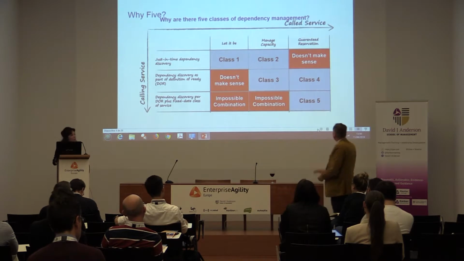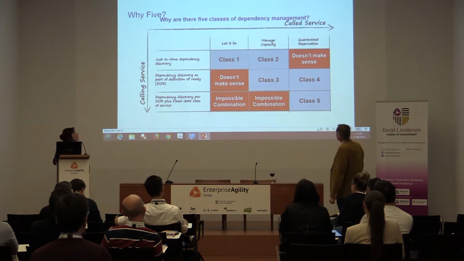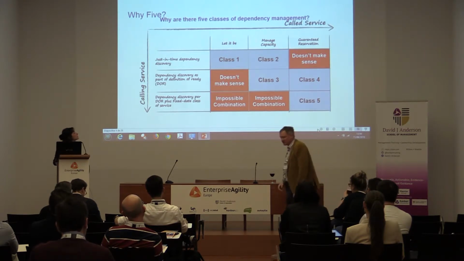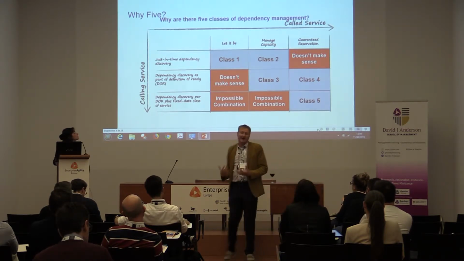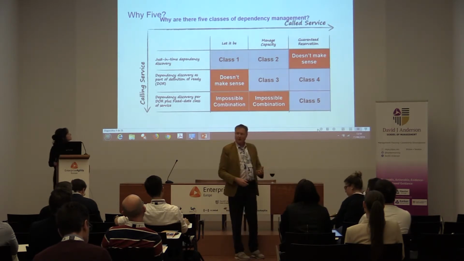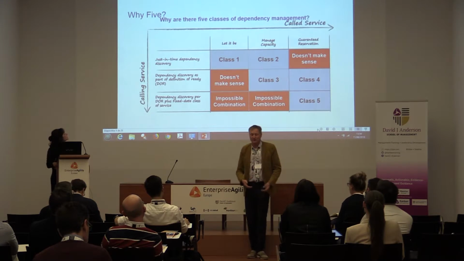So, we've got 5 classes of service. And the rows here are just-in-time dependency discovery. In other words, if we don't care, and like, oh, this one's got a dependency. All right, let's send a request to the shared service that we need to use.